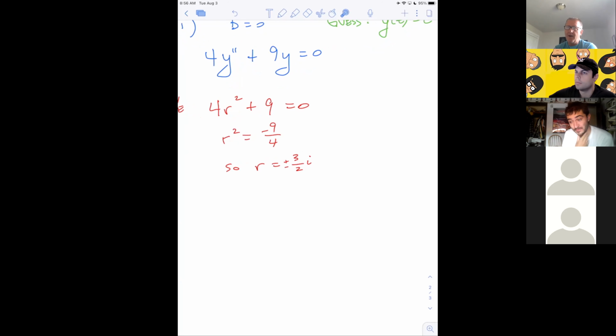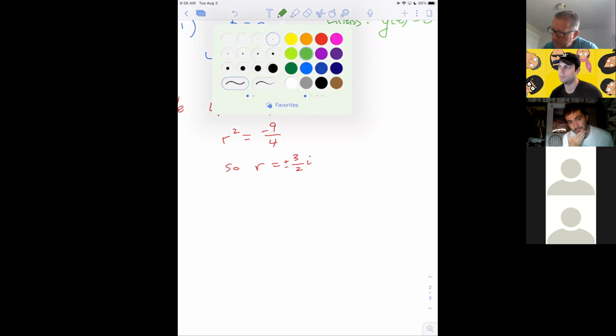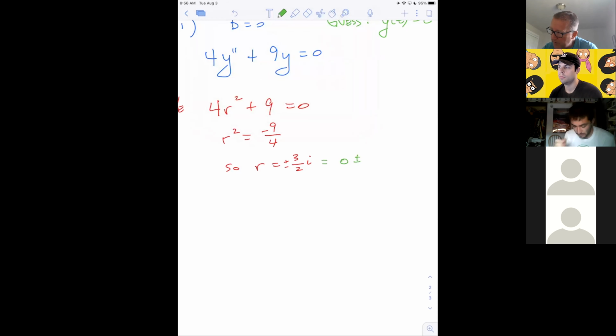If you take 3/2 i, remember i squared was -1, wasn't it? So if you square that, you get -1. If you take 3/2 and square that, you get 9/4. Look at that. 9/4 times 4 is 9. The i squared being -1 makes it -9. Look at that. -9 plus 9 is 0. So that really does work. So as a complex number, you could even think of it as 0 plus or minus 3/2 i if you wanted to. So the real number part of it is 0. And that's because there was no y prime term.